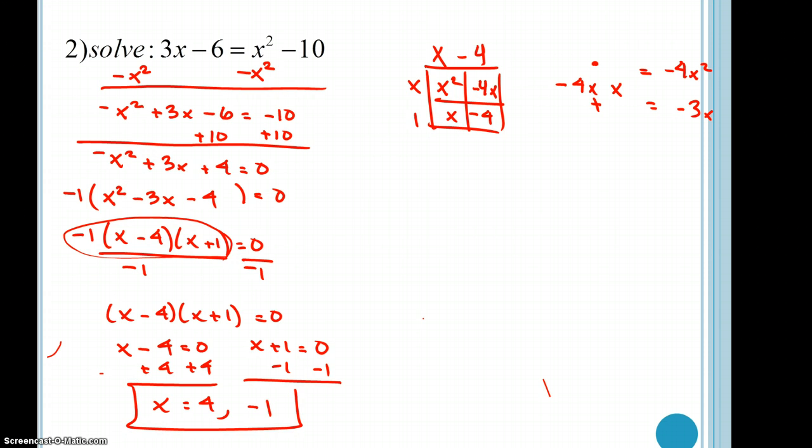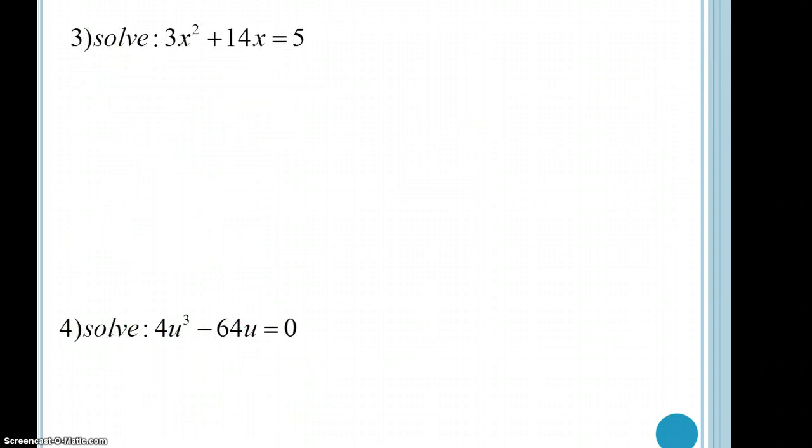Okay, so I get (3x minus 1) times (x plus 5), and then to solve, the only new thing we're doing for this section is 3x minus 1 equals 0, and x plus 5 equals 0. Then solve each one, and then you can go ahead and press pause if you want to, and show your work, but you will get x is equal to 1/3 and negative 5.